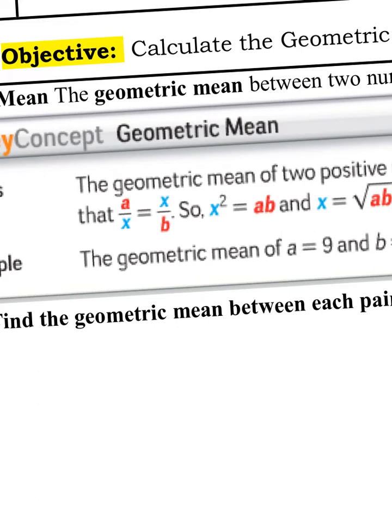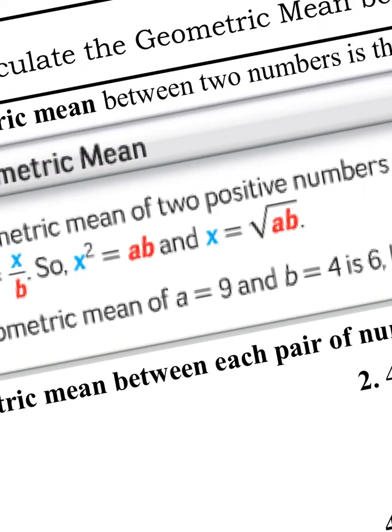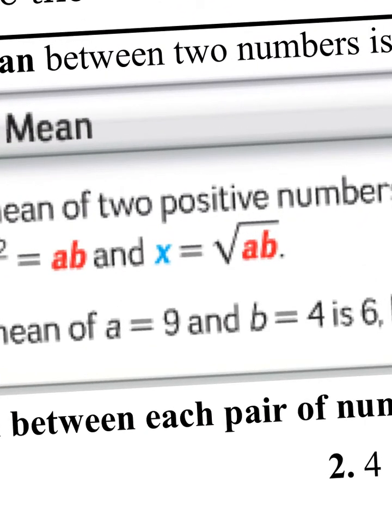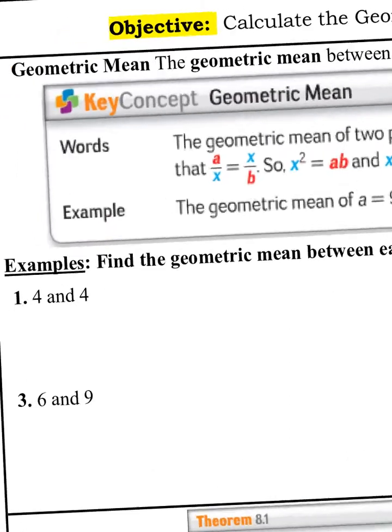So we're only dealing with two pieces of information, whereas in an ordinary proportion you have three pieces of information and one piece you're solving for. Well, here we're solving for one piece, but we're only given two pieces of information. So when you cross multiply, you get x squared equals a times b, and then when you square root both sides, you get the formula for the geometric mean, x equals the square root of a times b.